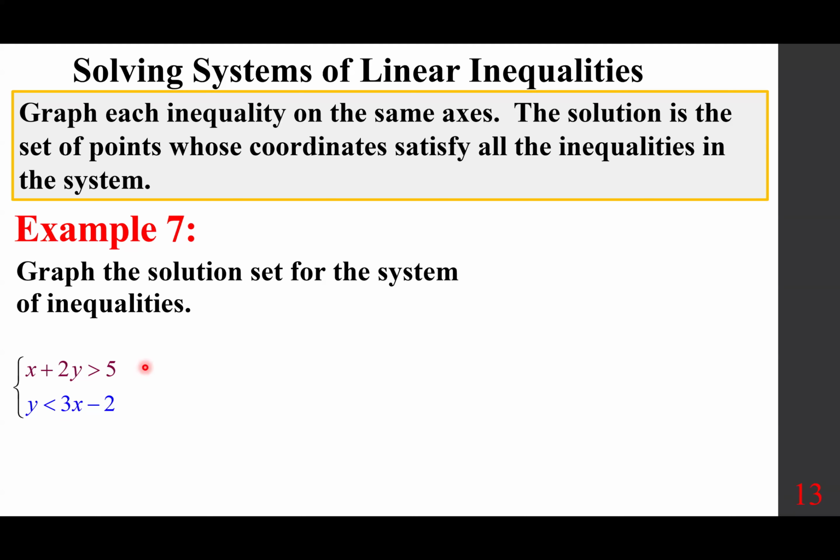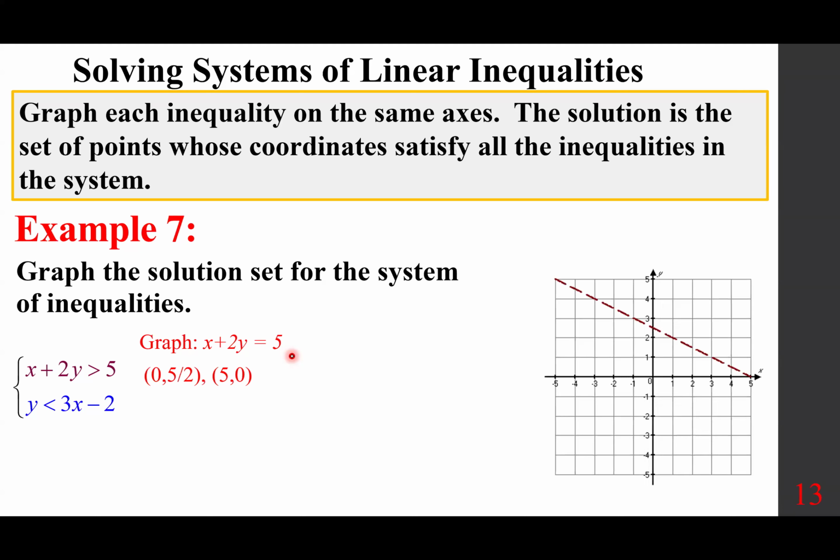For this one, the line is x plus 2y equals 5. And we're going to pick up 2 points. If x is 0, y is 5 halves. If y is 0, x is 5. So I'm assuming we have no problem picking up pairs very fast. So we have the pairs (0, 5/2) is here, (5, 0) is here. And the line, because it doesn't have the equality, is a dashed line.